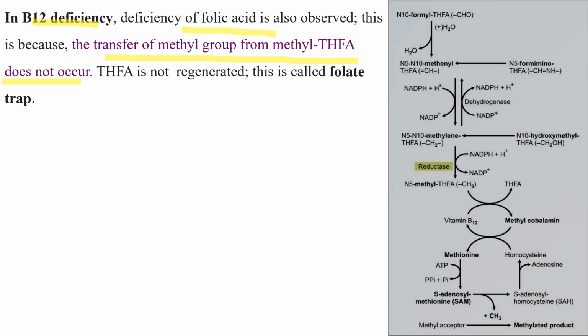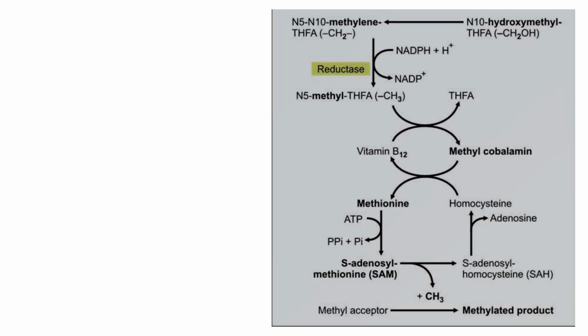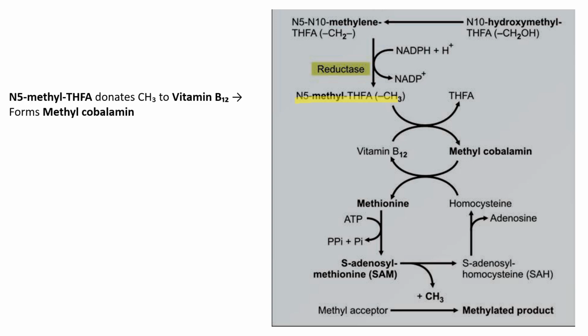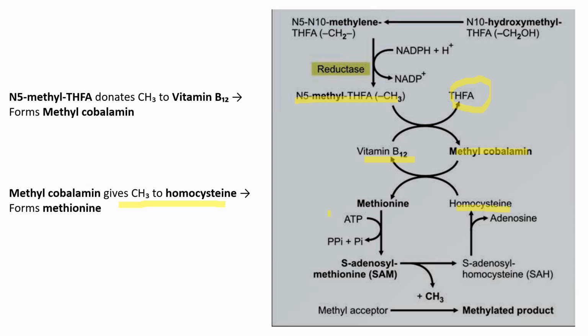So cobalamin generally accepts the methyl group from the methyl THFA. We can see in this image. So here N5 methyl THFA, which has a methyl group, donates the methyl group to the vitamin B12 and converts into methylcobalamin and produces the THFA. So the methyl group from the N5 methyl THFA is accepted by the cobalamin. Now this methylcobalamin donates the methyl group to homocysteine to produce methionine.